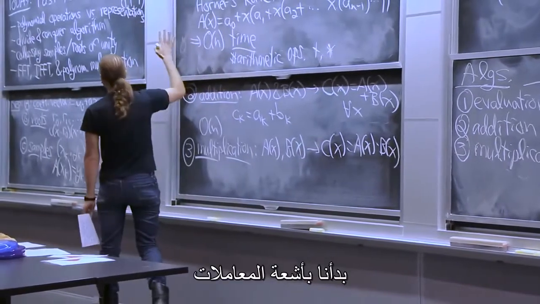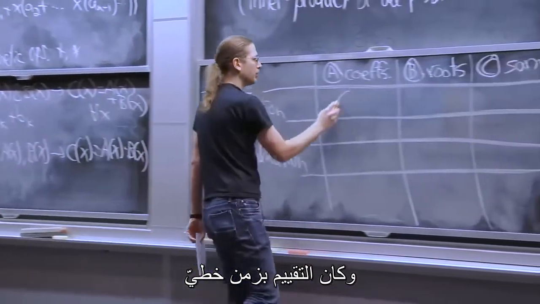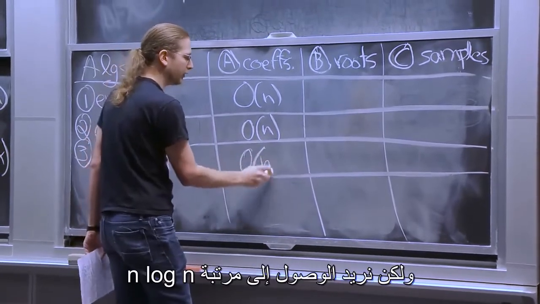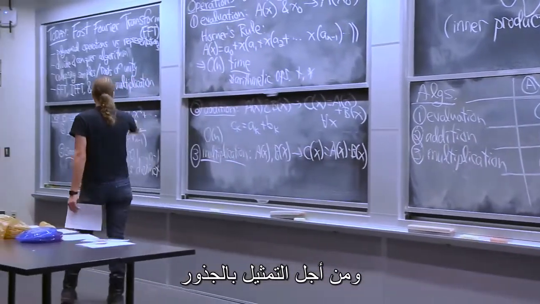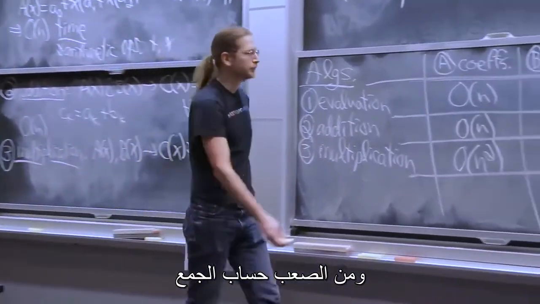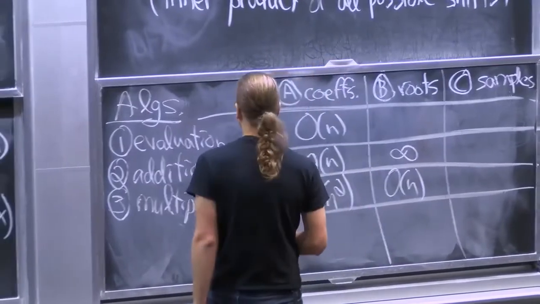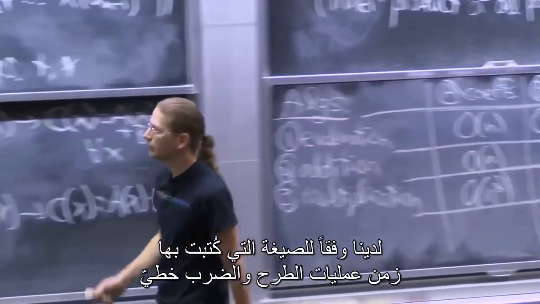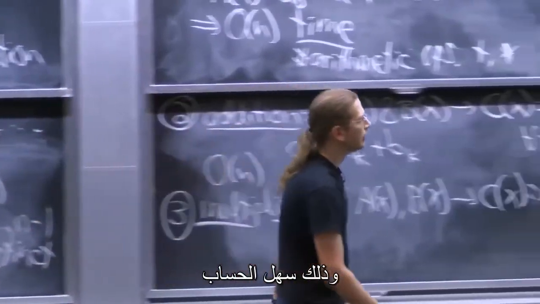So we started out just thinking about coefficient vector, and evaluation was linear time. Addition was linear time. Multiplication so far is quadratic, although our goal is to make it n log n. For roots, I just said multiplication is easy. That's linear time. Addition is really hard, like infinite time. And evaluation, I guess that's linear time. In fact, the way it's written, you only have a linear number of subtractions and multiplications, so it's really easy to evaluate.